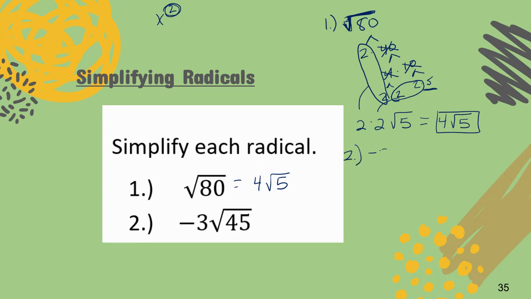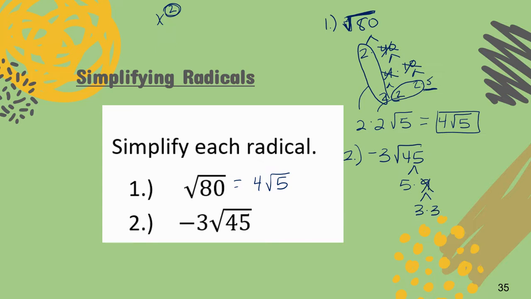Let's try number 2. I'm going to ignore this negative 3 on the outside and use it at the end. I'm just going to work with my square root of 45. Two numbers that multiply to equal 45 would be 5 times 9. 5 is a prime, so I can't break it down, but 9 can be rewritten as 3 times 3.